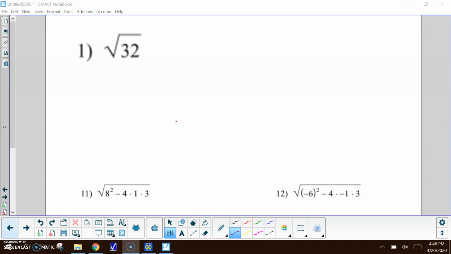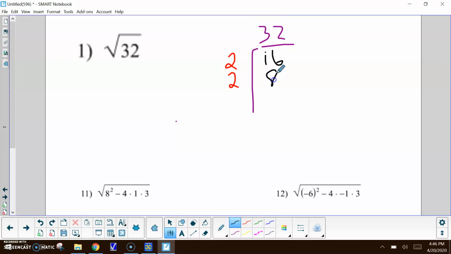So I'm going to take 32, get my pen ready, sorry. All right, and I'm going to divide by the prime factors. So I'm going to start with 2. And then 32 divided by 2, that's 16. I'm just going to keep going. So 16 divided by 2, 8. And then 8 divided by 2, I got 4. And then keep going. 4 divided by 2 is 2. So under the radical, I have 2 times 2 times 2 times 2 times 2.